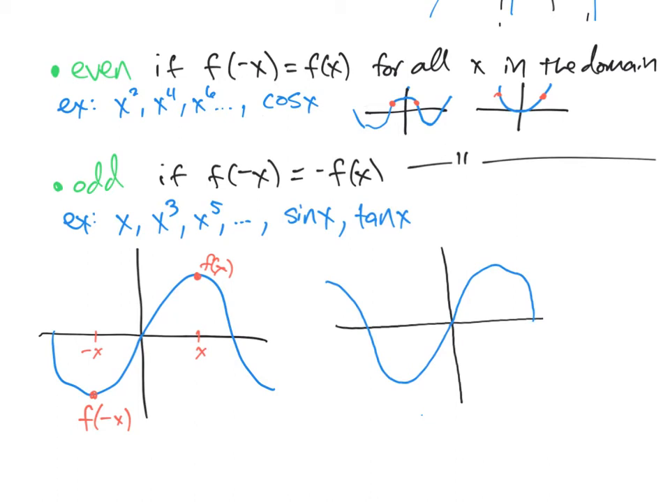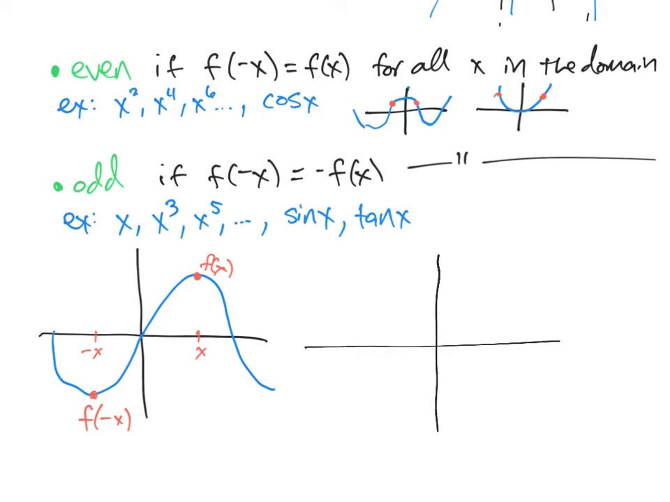And so the other examples would be, x cubed and tangent of x kind of look the same, where x cubed goes down on the left-hand side and up on the right-hand side. Tangent does something similar. And so that's where that oddness comes from.